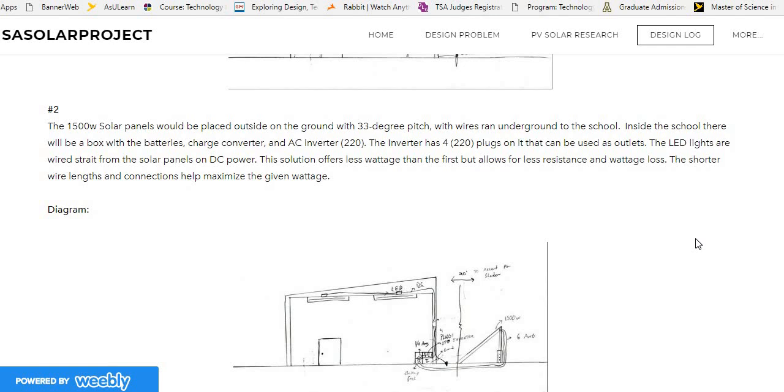The inverter would have 4 220 plugs on it so that it could be used as the outlets. The LED lights are wired straight from the solar panels on DC power. And this solution was optimal because even with the less wattage, it would really allow for a lower resistance and wattage loss due to the lack of connections and wire links.